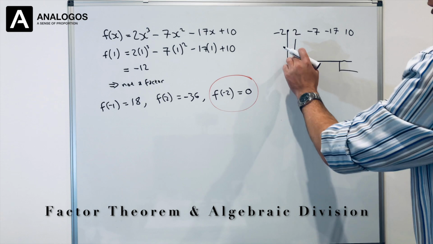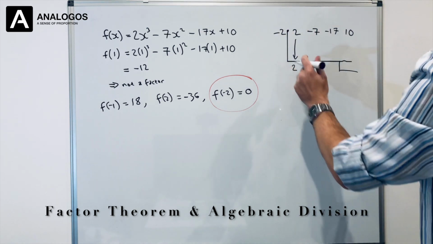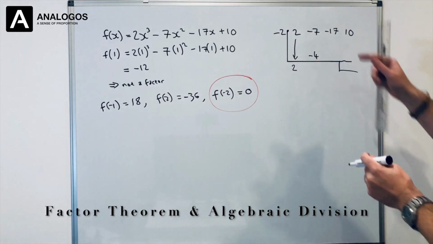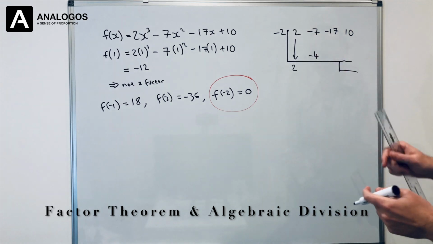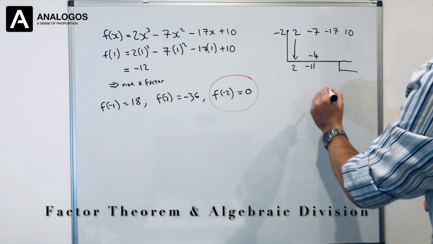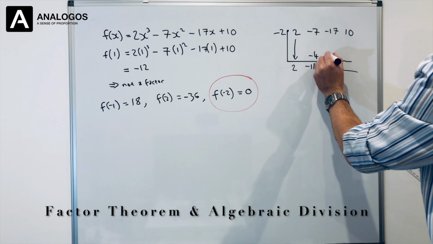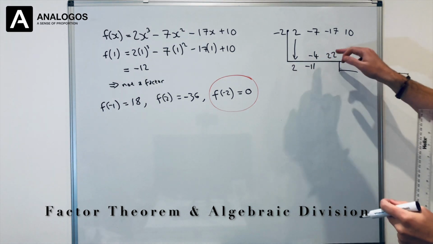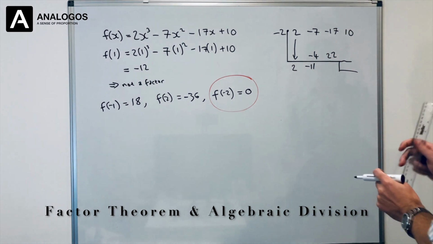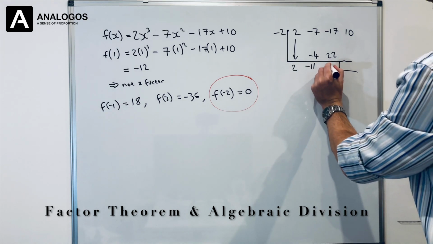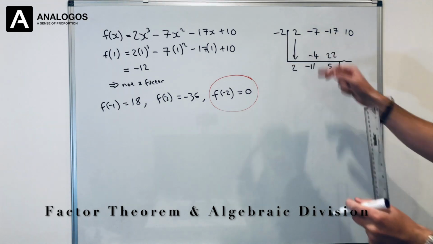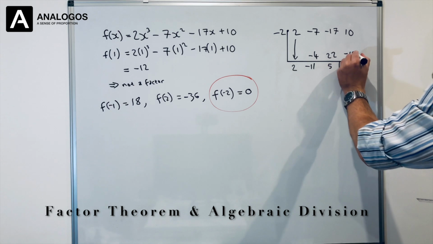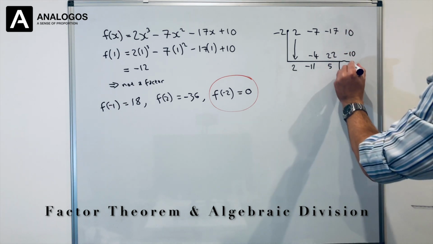2 plus 0 is just 2. Negative 2 times 2 would be minus 4. What's negative 7 minus 4? That's minus 11. Minus 2 times minus 11, that's positive 22. What's minus 17 add 22? That would be 5. Minus 2 times 5 would be minus 10. 10 plus negative 10 would be 0.